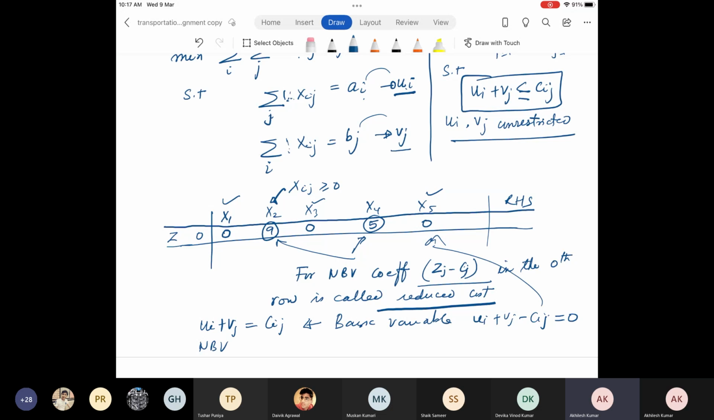For non-basic variables, we calculate ui plus vj minus cij, and because we are talking about a minimization problem here, the moment all of them become negative, we say we have reached optimality. Otherwise, as long as ui plus vj minus cij is a positive number, we keep iterating. So if you look at the table, this is what we call the transportation simplex, the UV method. It is actually a simplex algorithm, only the representation is a little different. Understood? Any questions?